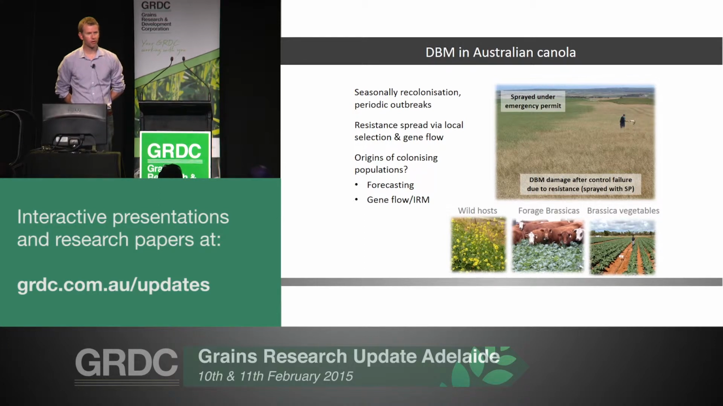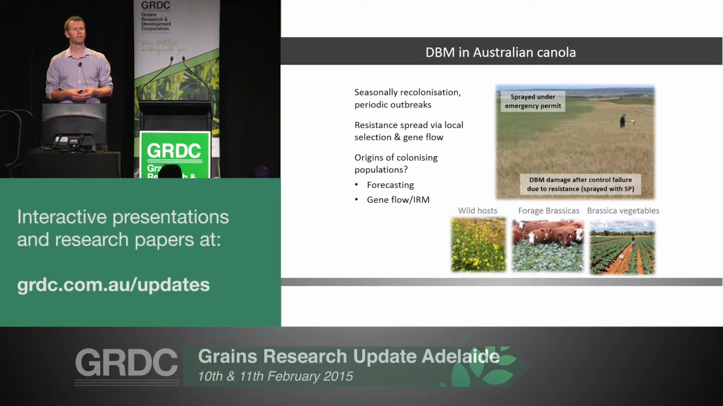So in Australian canola, diamondback moth seasonally recolonises crops each season from alternative brassicaceous plants, which may be wild hosts, forage brassicas or brassica vegetables. Resistance is a major challenge for canola growers trying to manage outbreaks, as we can see from the photograph. Control failures during an outbreak can be quite devastating.